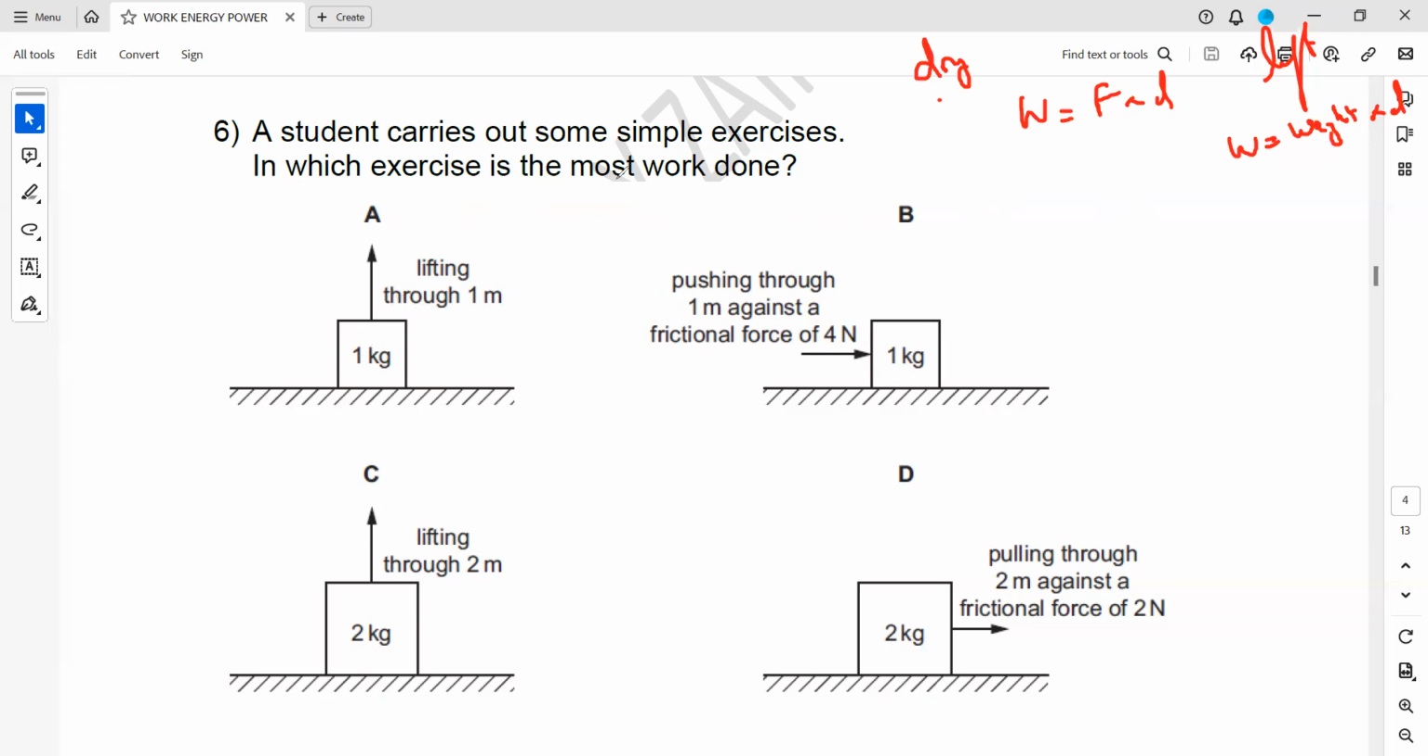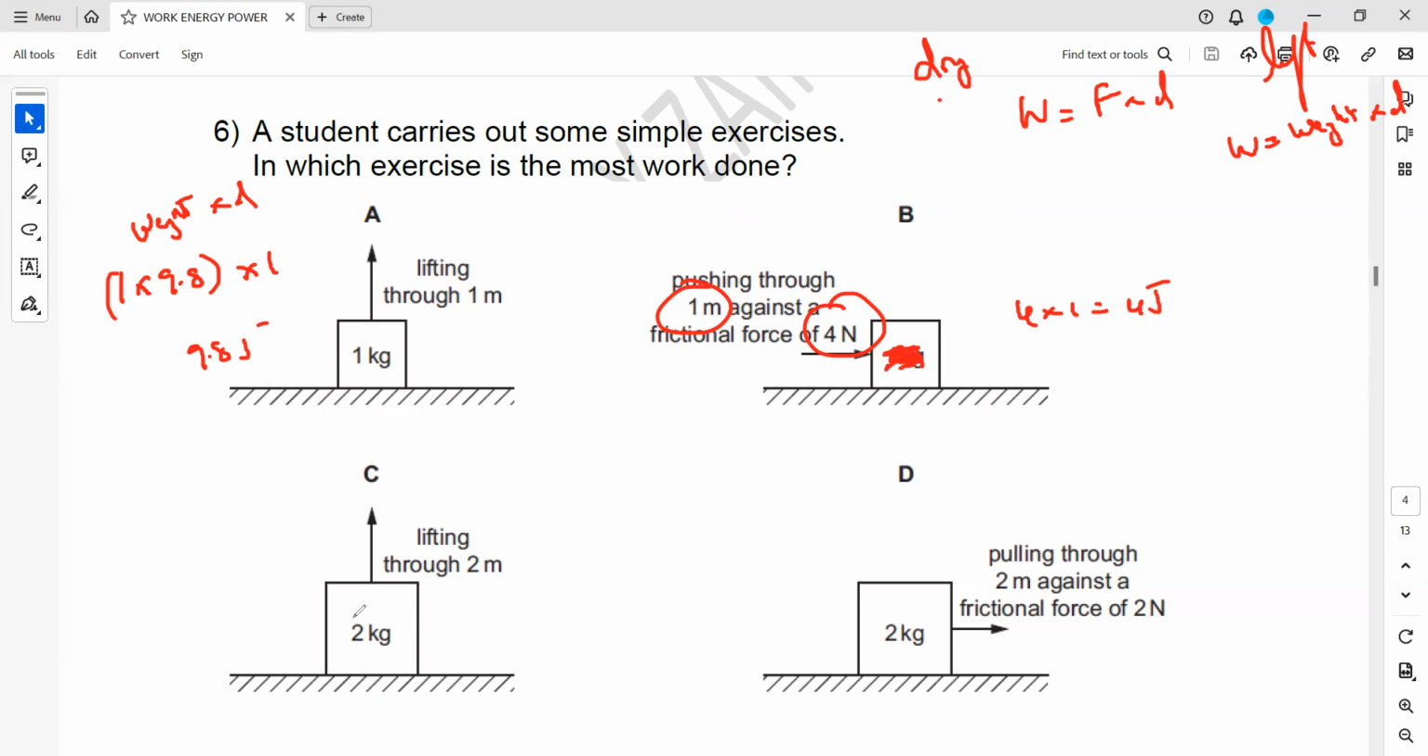In which exercise is the most work done? Here we are lifting. So what is the work done? It will be weight. Weight is 1 into 9.8 multiplied by distance 1. Because it will be weight multiplied by distance. Here we are dragging, pushing. When we are pushing an object, we don't bother about the mass. Even if it's given or not given does not make a difference. How much force we applied and what distance we moved. So the work done will be 4 multiplied by 1, that is equal to 4. Here it will be 9.8 joules, because the unit of work done is joules. So here it is 9.8.